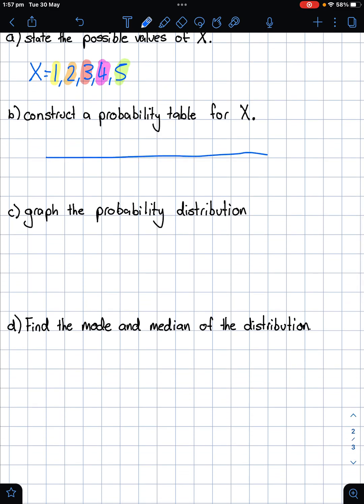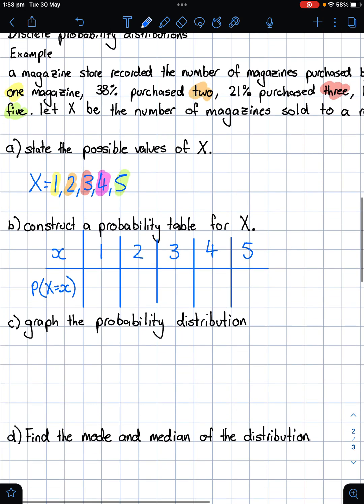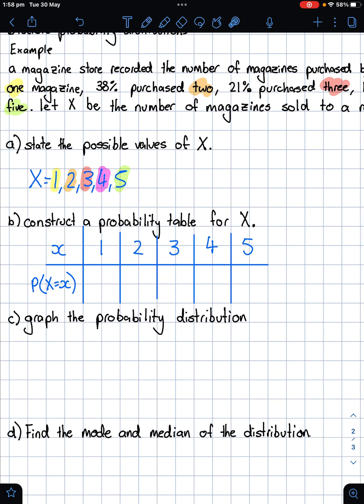So sweet. How good is this? I might clean this up a little bit later, but the probability of X equals our X value, and we're just going to use X at the top here. So we've got 1, 2, 3, 4, 5. That was given from above. We've figured out that that's the amount of magazines sold. Now we can sell 1, 2, 3, 4, 5 magazines, but we need the probabilities of this.